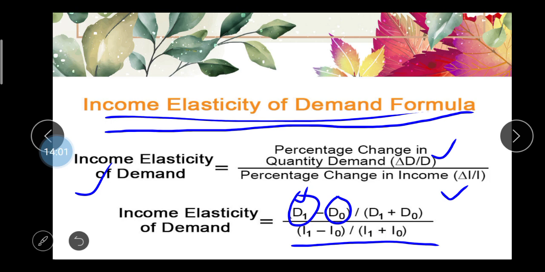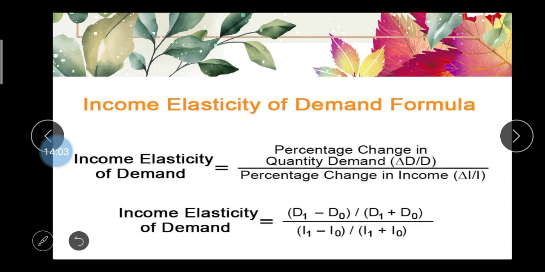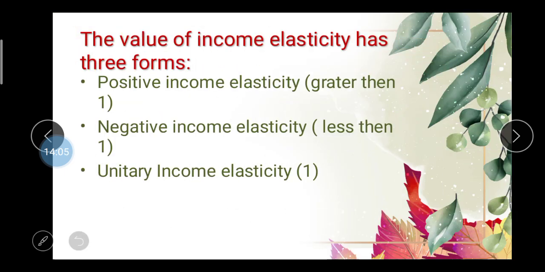Okay, so you have to find this from these formulas. After that, the value of income elasticity has three forms: positive income elasticity, negative income elasticity, and unitary income elasticity. First one, positive income elasticity, means what? Positive income elasticity means there is a higher change in demand than in income. So it's called positive income elasticity, where the elasticity value is greater than 1.